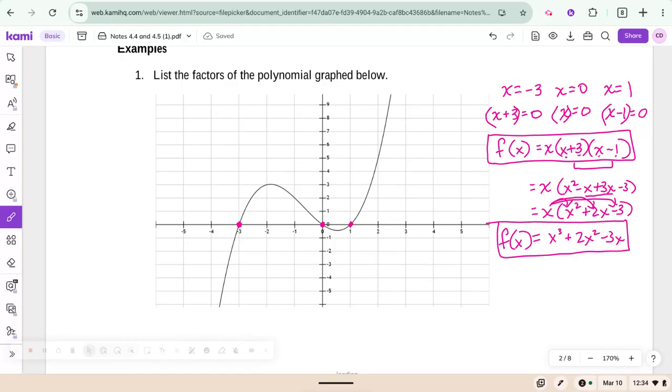So kind of interesting. You can use the zeros to find the factors and then use the factors to find the polynomial in standard form. I think it's kind of neat. So again, this is a 3rd degree polynomial. I know that because the highest power of x is 3. And notice there are 3 zeros. I know there will never be more zeros than the highest power of x.